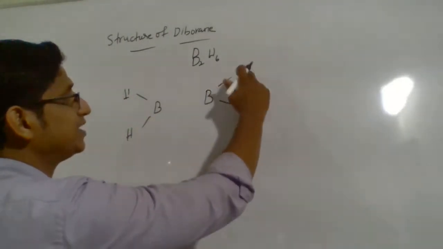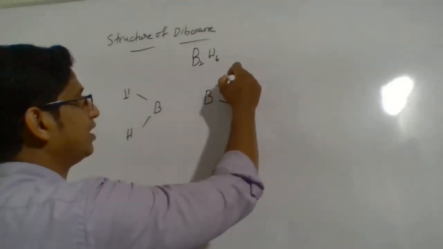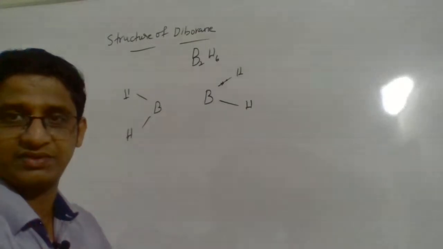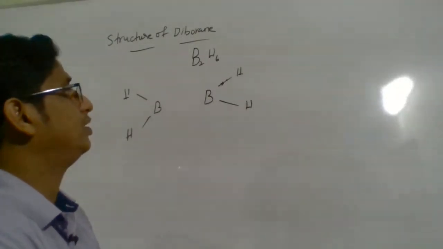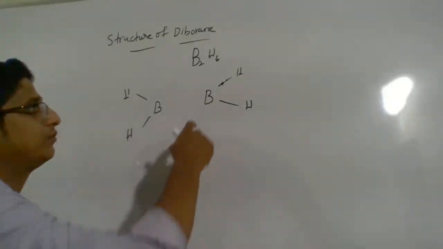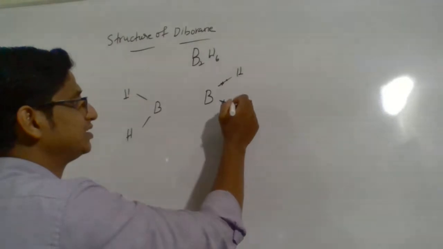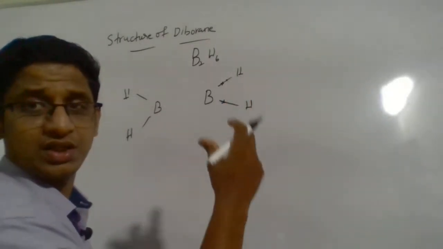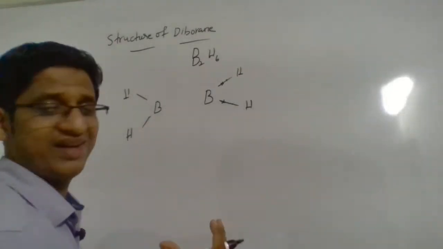Look at this B-H bond, how is it formed? One electron comes from this boron and one electron comes from this hydrogen. That is the way we normally have seen, right? So this is a normal covalent bond formed between this boron and this hydrogen. Similarly this one. So this is actually a two center two electron bond. That's what we will say. Now, still two more hydrogens are there.